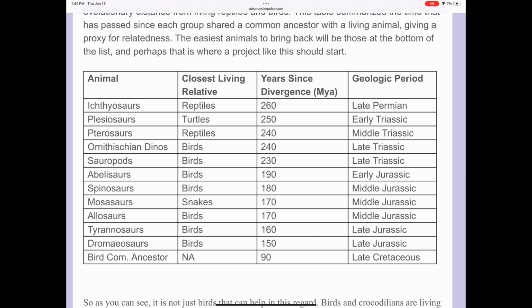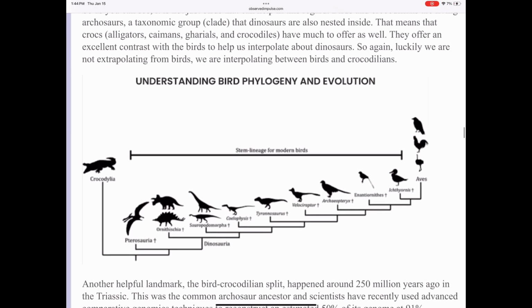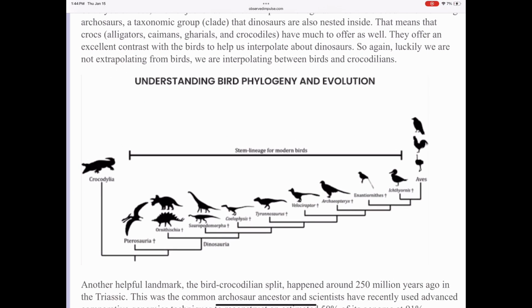So another thing that I point out numerous times in this essay is that when we're trying to make estimations about dinosaur DNA, we're not extrapolating. We really are interpolating, right? Because we have living crocodiles and we have living birds on the other end. And dinosaurs would have been related to both. And in a sense, they would have been between birds and crocodiles, with reptiles on the left as well.